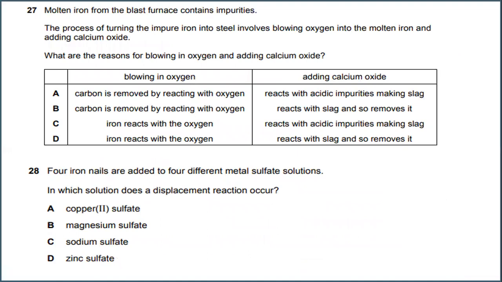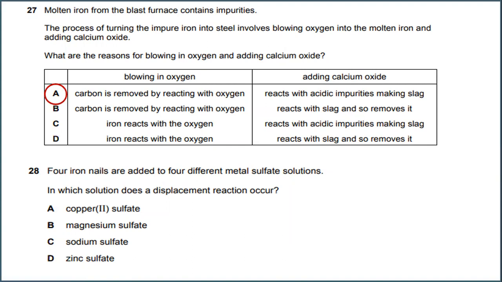27. Molten iron from the blast furnace contains impurities. The process of turning the impure iron into steel involves blowing oxygen into the molten iron and adding calcium oxide. What are the reasons for blowing in oxygen and adding calcium oxide? So the answer for this would be that carbon is removed by reacting with oxygen, and the calcium oxide reacts with acidic impurities, making slag. The answer would be A.